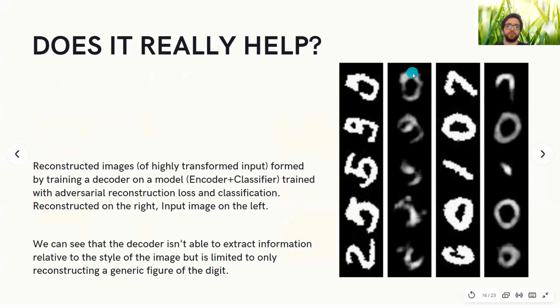Let's see. So this is the same experiment we did before, but now the encoder was trained on that adversarial loss, right? So once we finished, we froze the weights of the encoder, froze the weights of the classifier, and trained a new decoder to reconstruct the images. And now you can see we cannot really reconstruct the images completely. Meaning, we don't have in the latent space information useful for completely reconstructing the image. So we still have some. For example, you see this zero is not completely linked. The reconstructed zero is also not completely linked. So there is still some information that is leaking, but it is less.